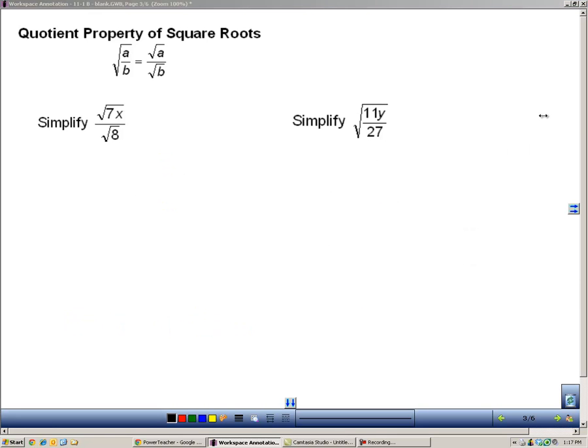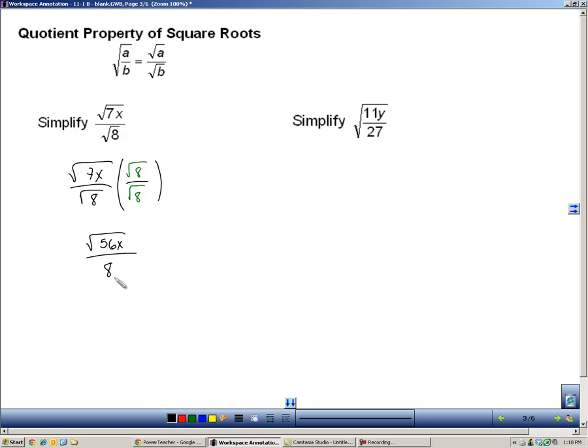Here's some more work with the quotient property. Root 7x over root 8. I have to get rid of the square root of 8, so I'm going to multiply it by itself. Square root of 8 over square root of 8. So on top, I'll have the square root of 56x over square root of 8 times the square root of 8, which is just an 8, because when you square a square root, it wipes it out.